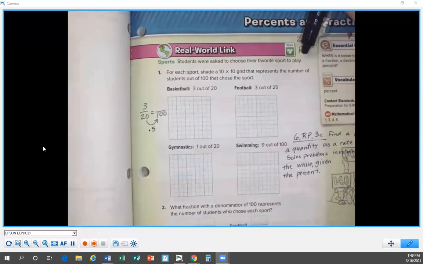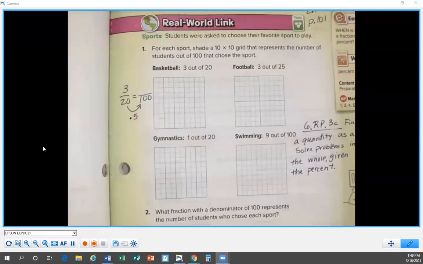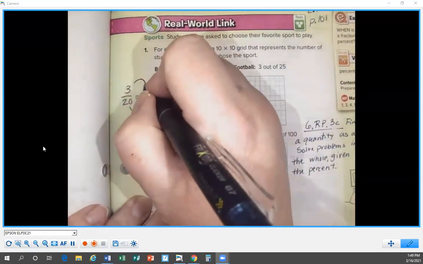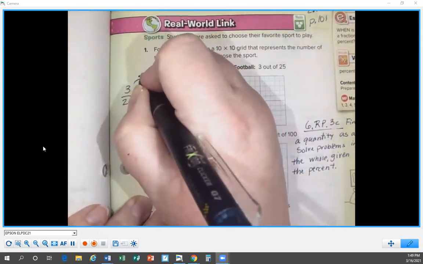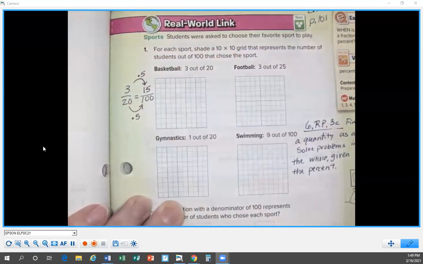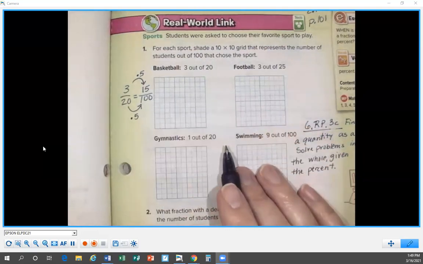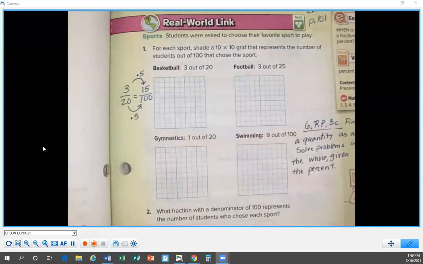And remember, with fractions, whatever you do to the numerator, you have to do to the denominator, and the other way around as well. Whatever you do to the denominator, you have to do to the numerator. So we would take the numerator and multiply it also by 5. 3 times 5 is 15. So 3 out of 20 is proportional to 15 out of 100. So out of these 100 squares, we would need to shade 15.